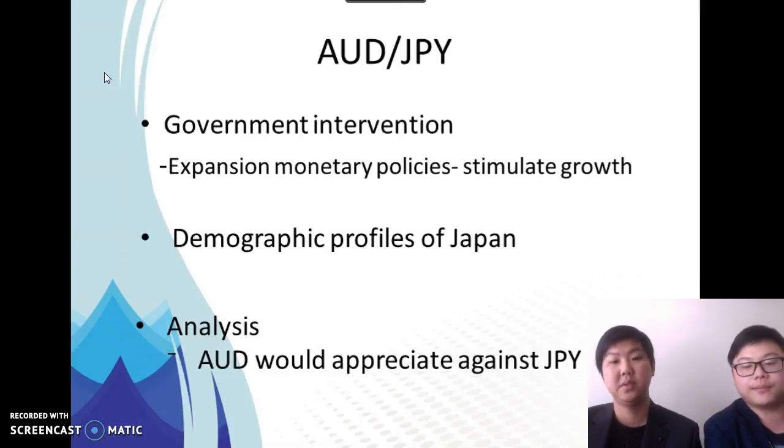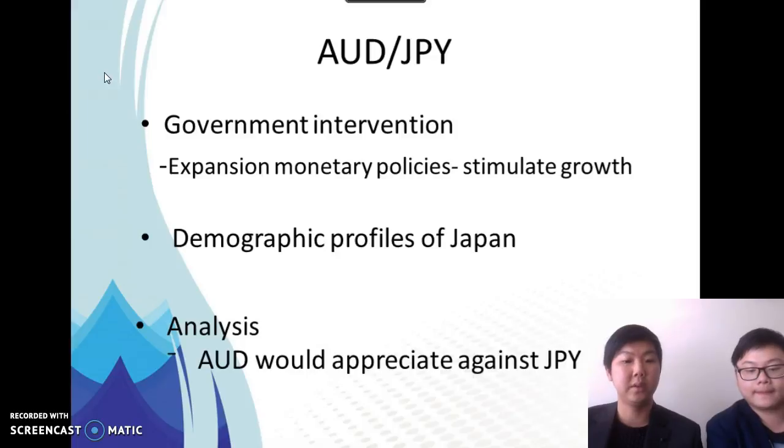This is further impacted by the negative impacts from the demographic profiles of Japan, because the Japanese population get increasingly old and the consumption power declines gradually. This means that the comparison in Australia and Japan is certainly that Australia has a much more attractive economic system, and the demand for Australian dollar would be higher than that for Japanese yen. This means that overall the Australian dollar would appreciate against Japanese yen in the near future.